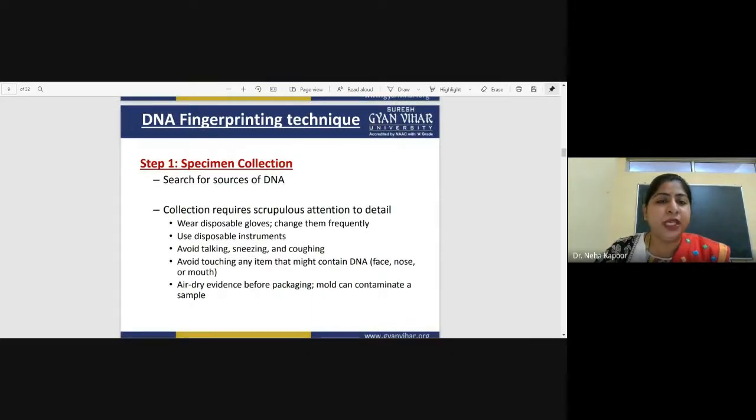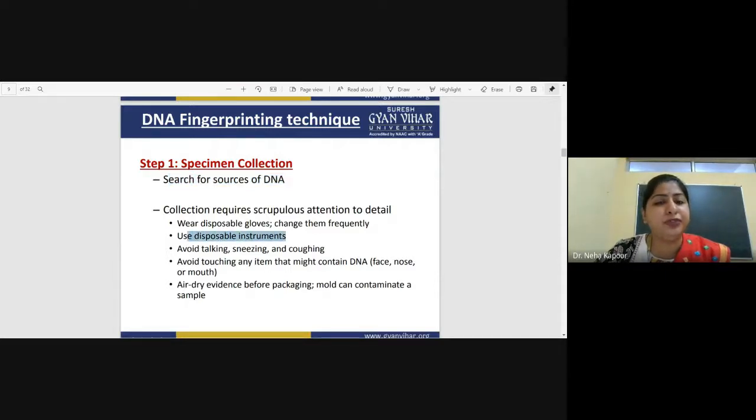Next is, suppose you want to go for this DNA fingerprinting technique, then what are the steps? Then the first step is specimen collection. That means, first of all, we need to understand what are the sources of DNA. For this collection, we require certain precautions. We have to wear disposable gloves, and you shall not reuse them. That should be one-time use.